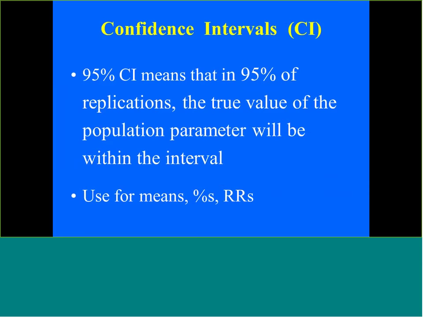So the 95% confidence interval means that in 95% of the replications, if I were to repeat the study, the true value of the population would be within that interval. And you can use the confidence interval for means, for percentages, for relative risk ratios.